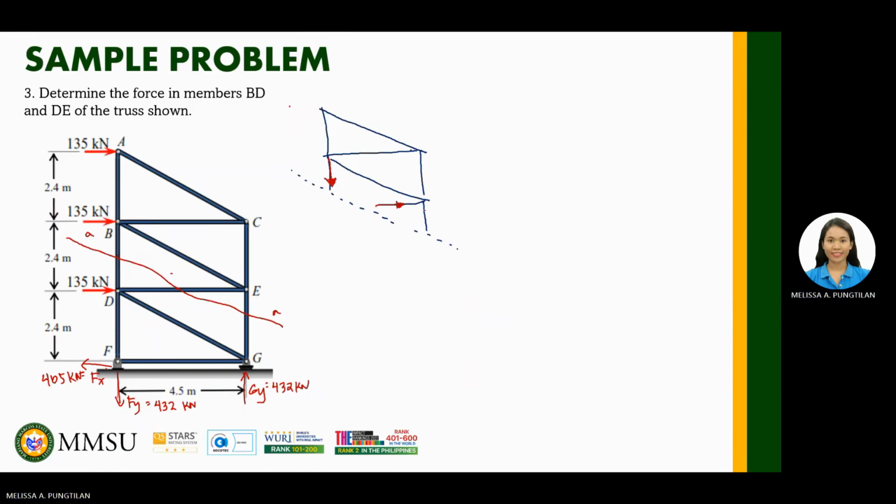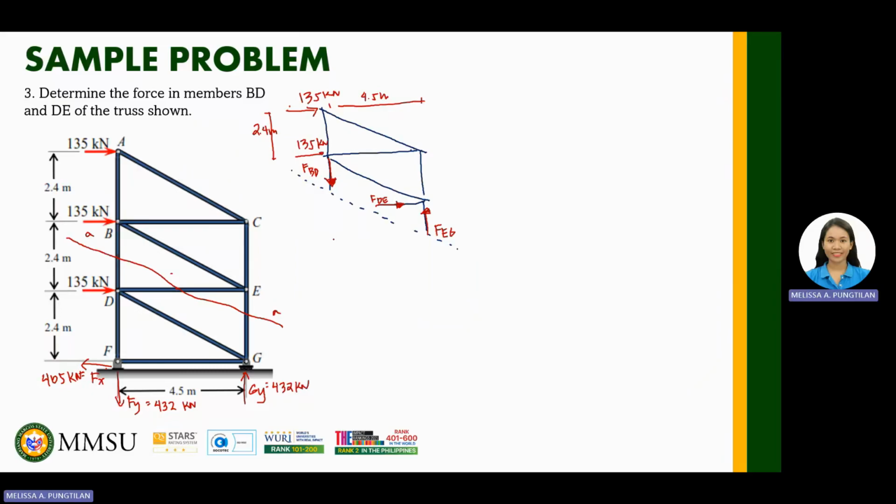And then, sige. Tawagin natin itong BD, FDE, and FEG. And then don't forget the external forces. 135 and another 135. And then the dimensions here. 2.4 meters and then 4.5 meters. Okay. So, ito yung magiging free body diagram natin.